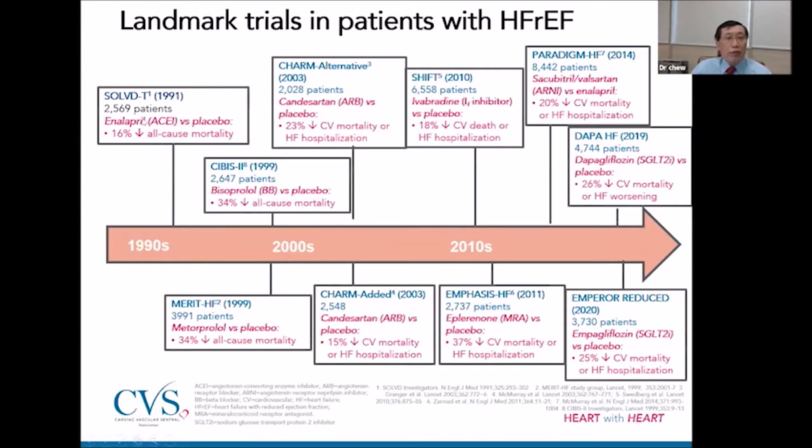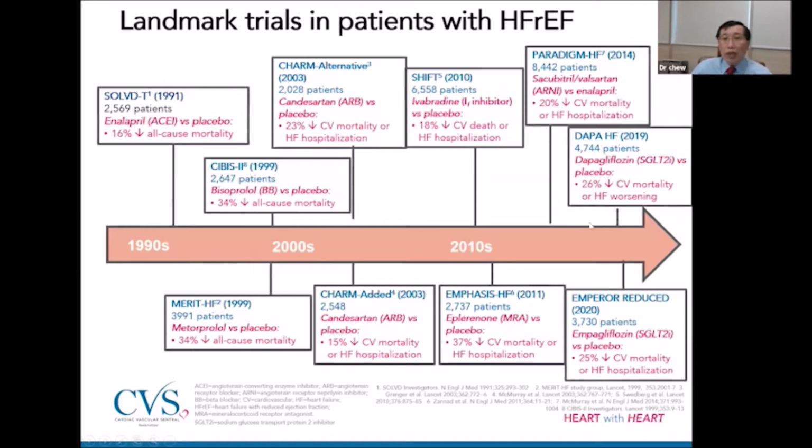ACE inhibitors were studied in the SOLVD treatment arm. The CIBIS-II and MERIT-HF looked at beta blockers. CHARM looked at the use of angiotensin receptor blockers. SHIFT looked at the use of ivabradine in patients with heart failure with reduced ejection fraction. EMPHASIS looked at the use of eplerenone in patients with heart failure with reduced ejection fraction. PARADIGM was an active comparator trial, where you compared sacubitril valsartan against enalapril.